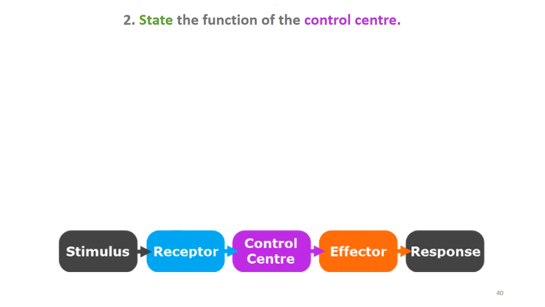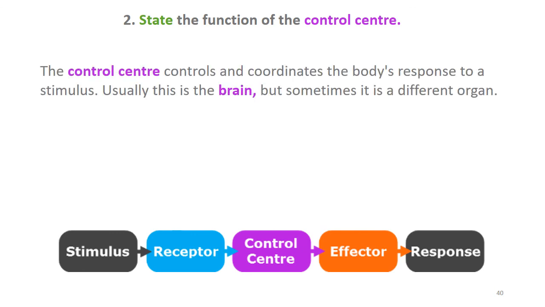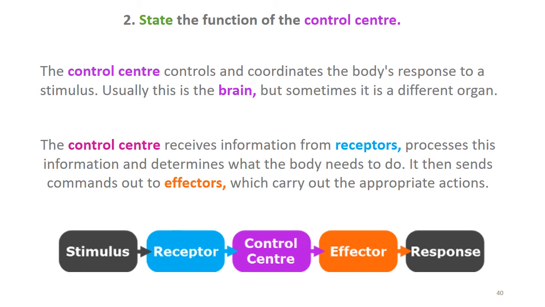2. State the function of the control centre. Once again, you can pause this and try and answer it. Here's the answer. The control centre controls and coordinates the body's response to a stimulus. Usually this is the brain, but sometimes it is a different organ. The control centre receives information from receptors, processes this information, and determines what the body needs to do. It then sends commands out to effectors, which carry out the appropriate actions.